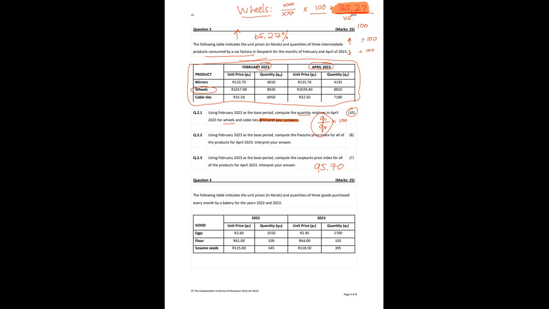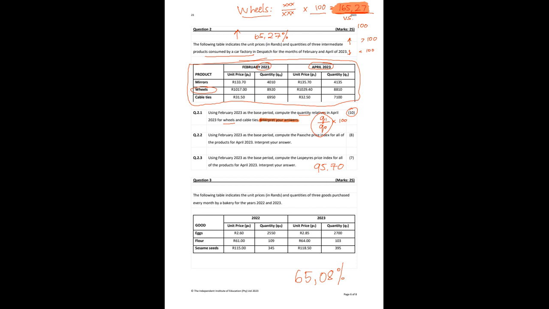So 65.077 would be 65.08. You will round up on the normal 5 and greater than rule. If it's 5 or greater than 5, it'll be rounded up. Okay, so that is question 1, your quantity, no stress. Yeah, so your quantity relative was the first one.